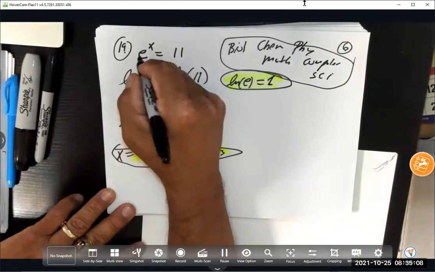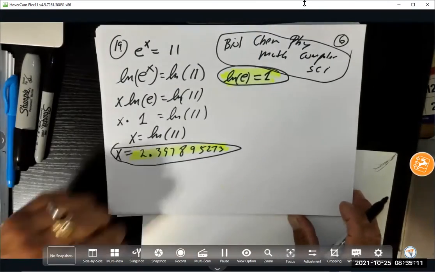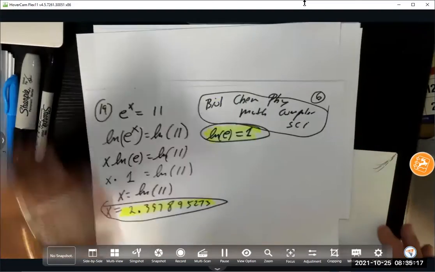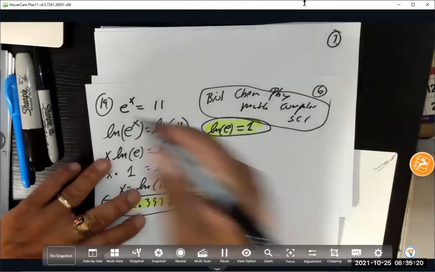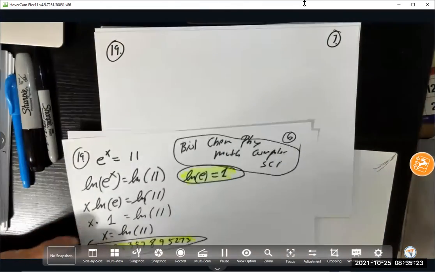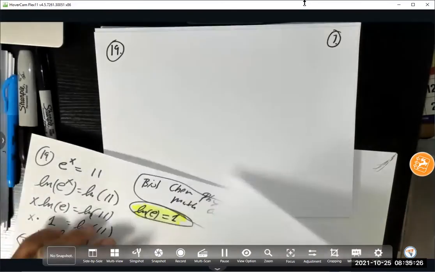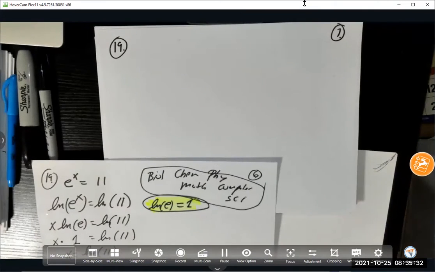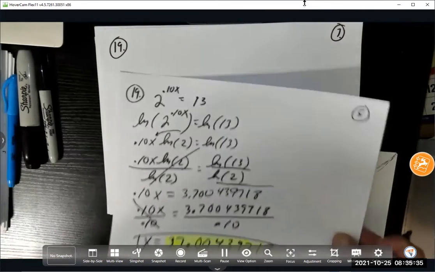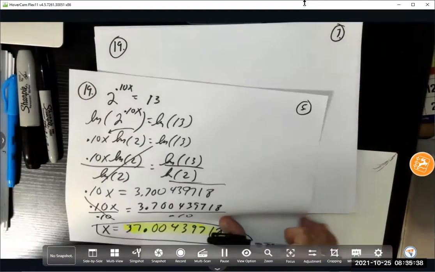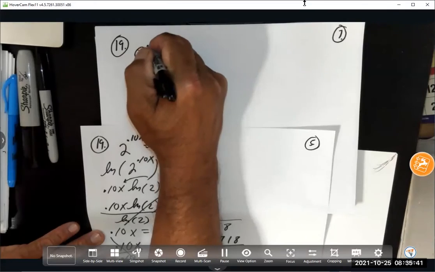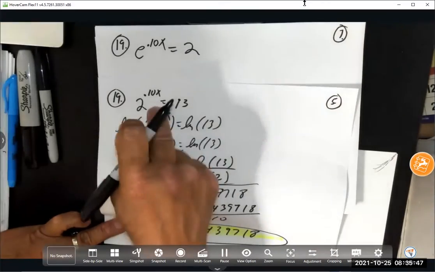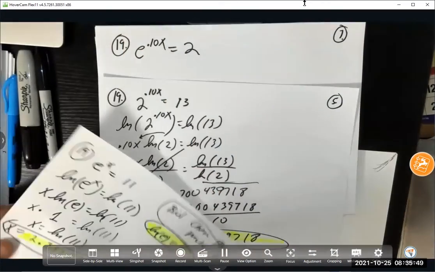So I'm gonna not do e to the x, but I'm gonna change it. I'm gonna put something different. Let me do one like the one we just did. Number 19, we did one that looked like the one I just did, I had one that said 0.10x. So this time we're gonna go e to the 0.10x equals 2. It looks like this 2 power thing, but it's not the 2, it's that e thing right here. Ready? So let's use that one.